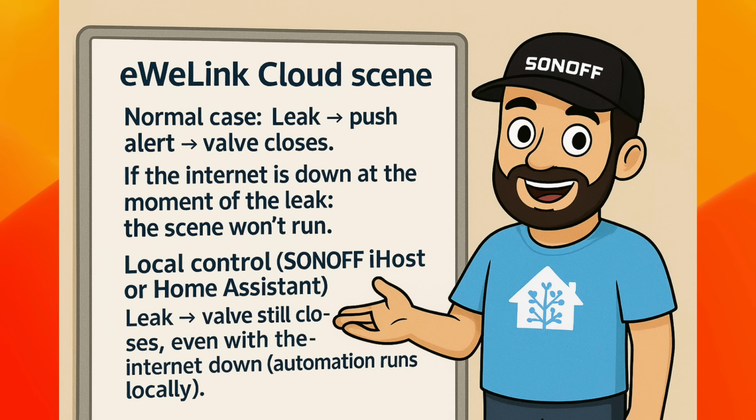Normal case: leak, push alert, valve closes. If the internet is down at the moment of the leak, the scene won't run. With local control, iHost or Home Assistant, when there's a leak the valve closes even if the internet is down. Please note, if the Wi-Fi is down, it won't work. Wi-Fi and internet are not the same thing.